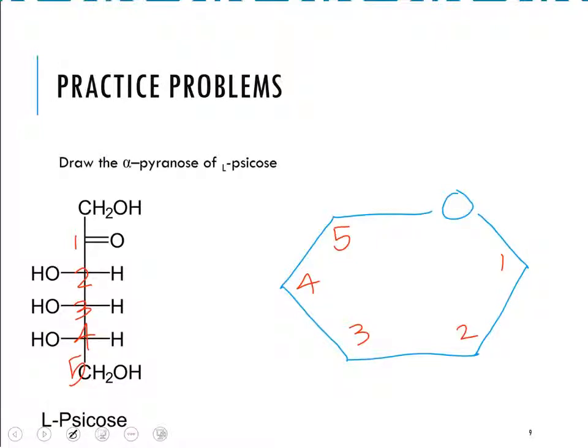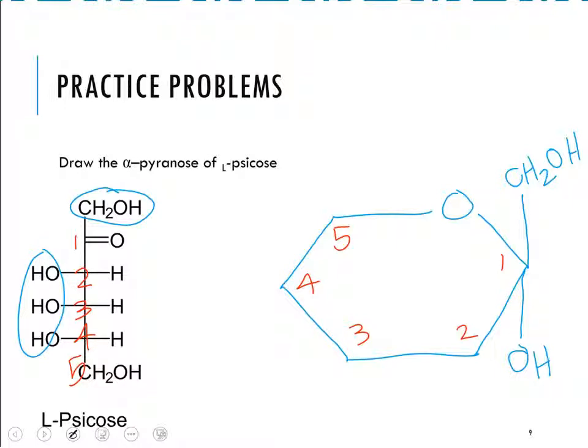We are drawing the alpha version. So there's my alpha alcohol pointing down. Also attached to carbon number 1 is that CH2OH group. Carbon number 5 is the last one in the chain, so there aren't any substituents coming off of that ring. 2, 3, and 4, all my alcohols are on the left, so that means they're all going to point up. So 4, 3, and 2. So there we go. There's our final structure of our L-alpha psicopyranose.